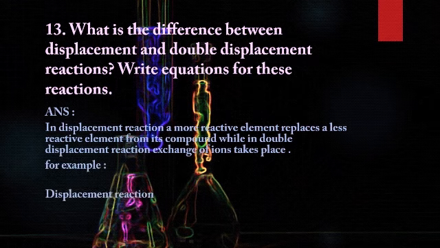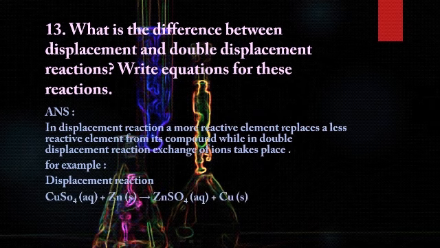Let's understand with an example. An example of a displacement reaction is the reaction of copper sulfate with zinc to give zinc sulfate and copper. Here, zinc is a more reactive element as compared to copper. So, zinc displaces copper from copper sulfate solution and forms zinc sulfate and copper.